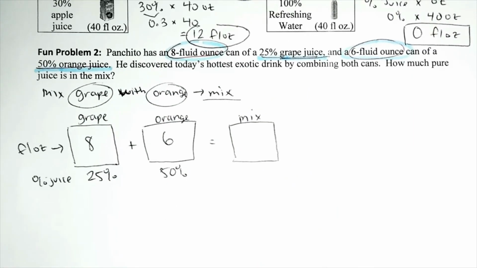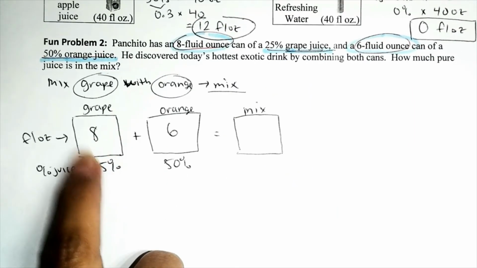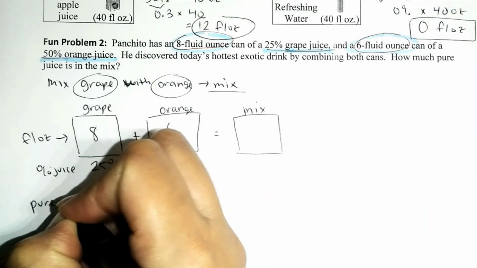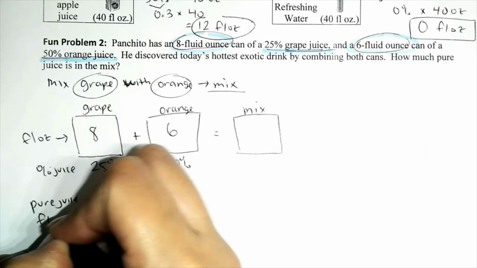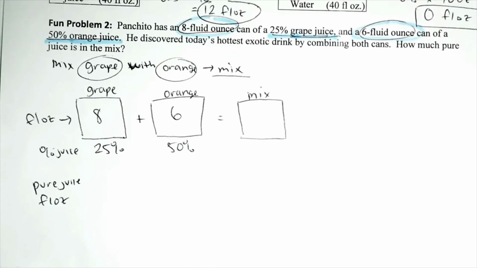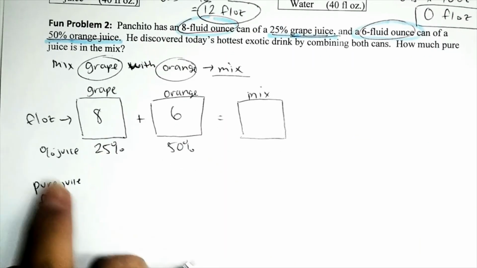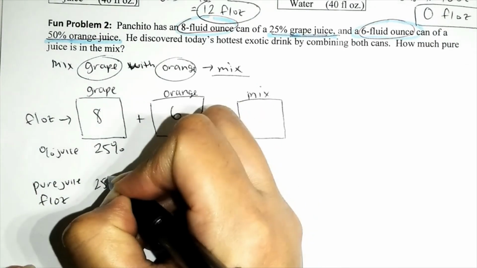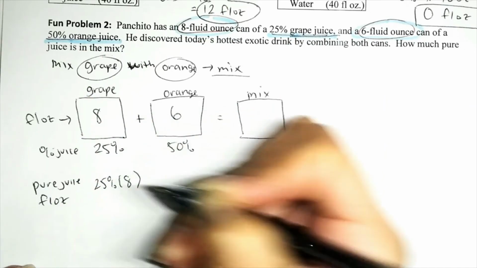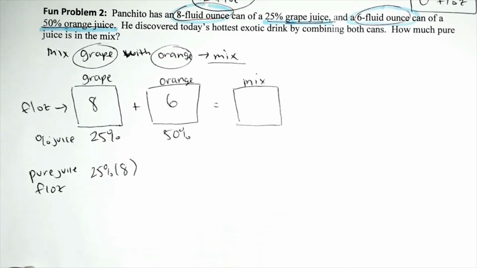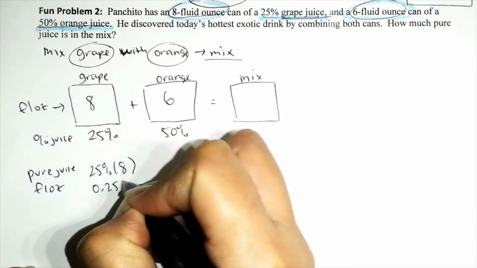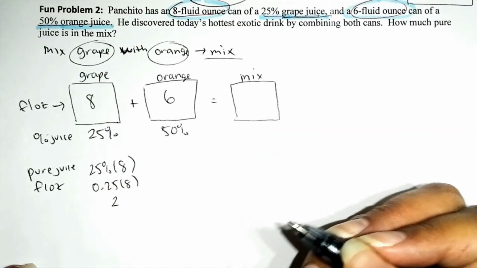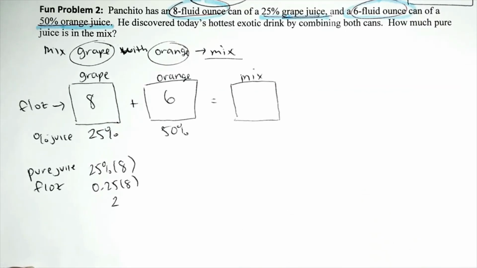Well, the question is, how much pure juice do we have in the grape one? So let me just put pure juice in terms of fluid ounces. Okay, so in this case, how much pure juice do we have? It's 25% pure juice, so we're gonna take 25% and multiply it by 8. Okay, with a little math, it's okay, we'll show the work. We have 0.25 times 8, and that will give us 2. Okay, we got 2 fluid ounces of pure juice in the grape.